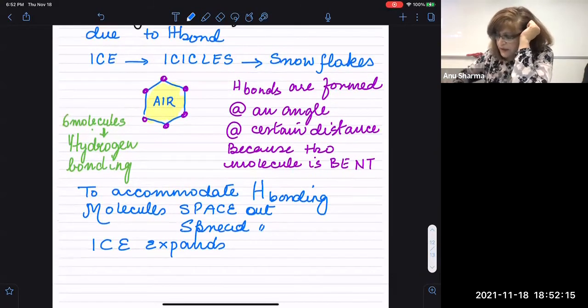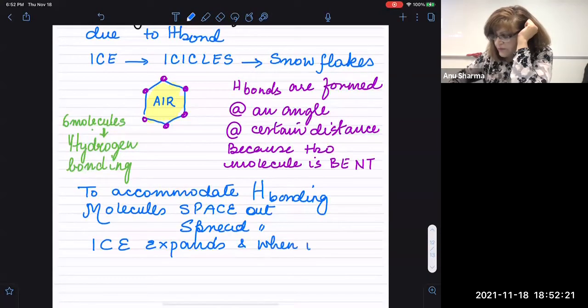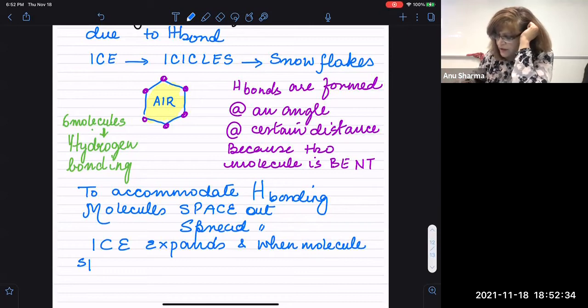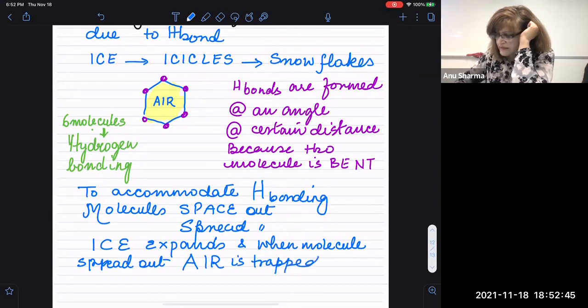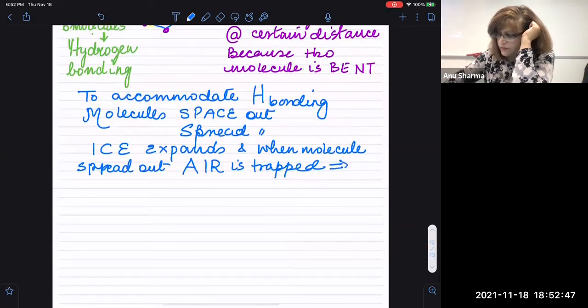Air gets trapped in. When ice is expanding, when the molecules are spreading out, hydrogen bonding is always there. When molecules spread out, air gets trapped, and this air is what makes the ice lighter. Therefore, ice is less dense.